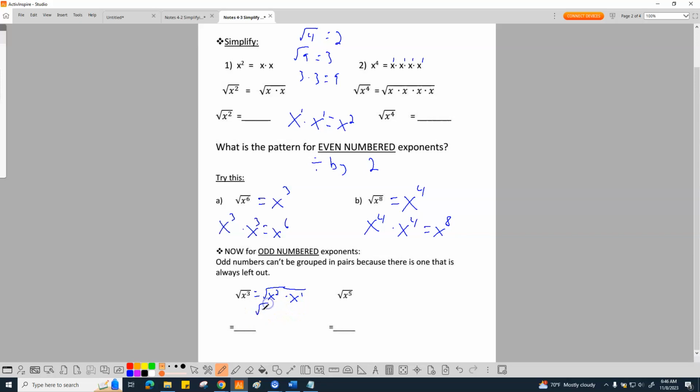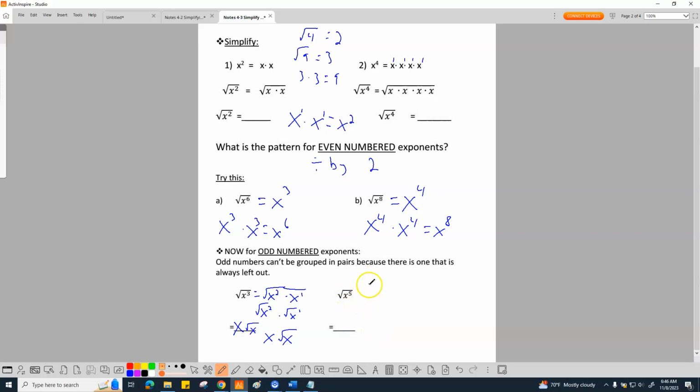So now I can split this up, and I have the square root of x squared times the square root of x to the 1. The square root of x squared is x, and I cannot take the square root of x to the 1. It just stays like that. So this answer ends up being x square root of x. And if you got lost on that, don't worry, we're about to do it again.